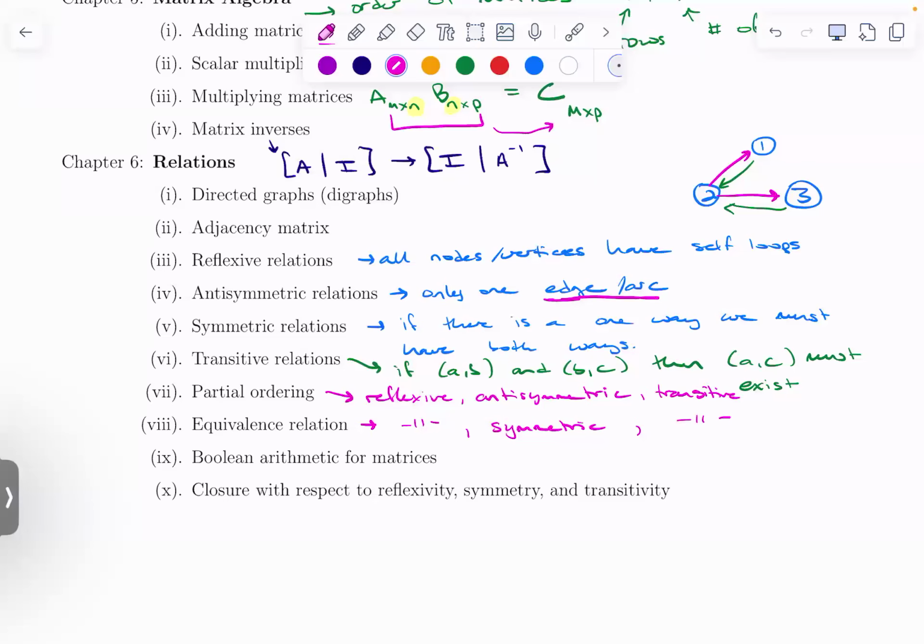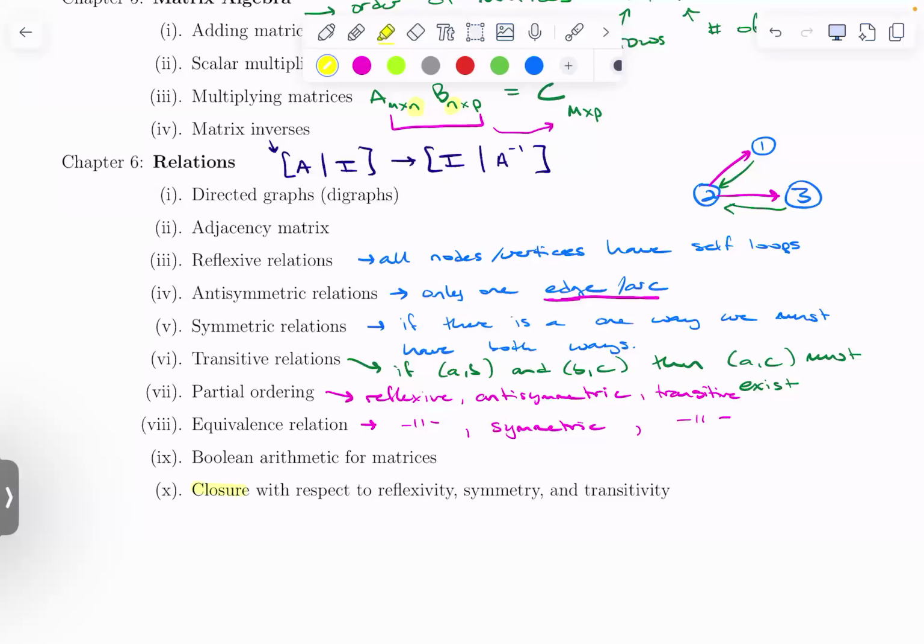Two special cases. Boolean arithmetic for matrices. Boolean arithmetic is so nice, right? If you see a 1, you have a 1. And if you see all zeros, you have a 0. Fair enough. But we use it for matrices, especially.